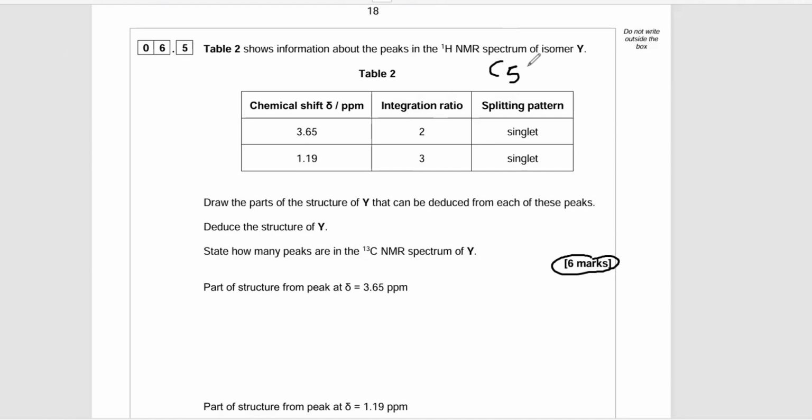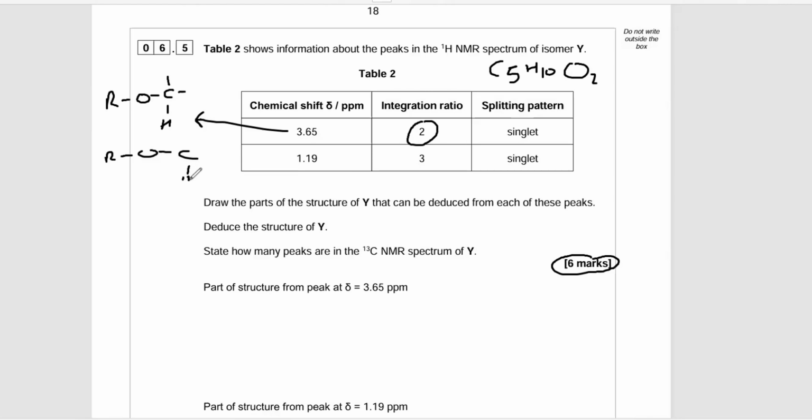So let's get this down. The molecular formula, remember, is C5H10O2. So the 3.65 told us that it had to be the RO group, which we could see from our chemical shift data. Now, the fact that it had an integration ratio of 2 tells me that there's going to be 2 of these O groups. More than likely, I'm going to end up with 2 of them because the integration ratio was 2. Now, why does that mean I'm going to end up with 2 of these? We'll come on to that.